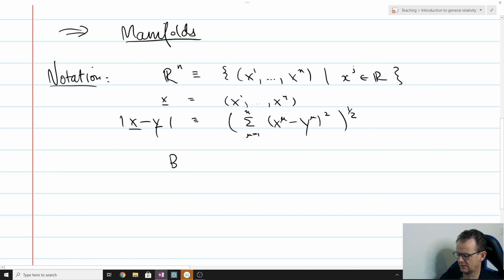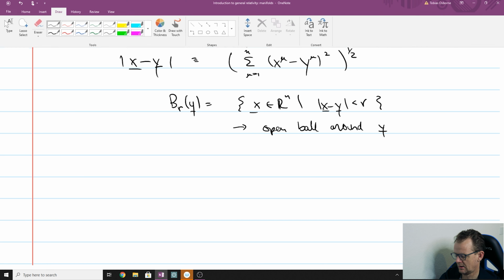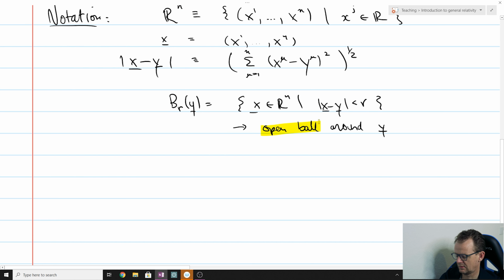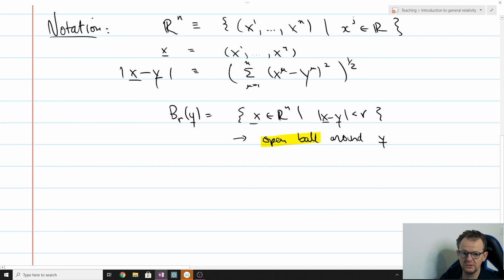You'll need to know about the Euclidean ball, B_r, of radius r around a point y. It's the set of all points x in Rn such that the distance between that point x and this given point y is strictly less than r. This is also called the open ball around y. This is where we'll delicately touch upon point set topology.